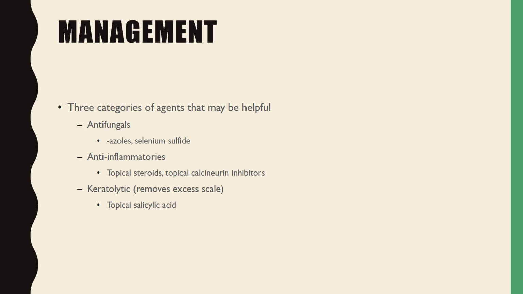There's 3 types of agents that may be helpful. Your antifungals, so your azoles, and then the selenium sulfide shampoo. Just let the patient know you can buy the anti-dandruff shampoo at the dollar store, but some of them may not have the selenium in it. So teach them to look at the list of ingredients and make sure that's an anti-dandruff shampoo with the selenium in it.